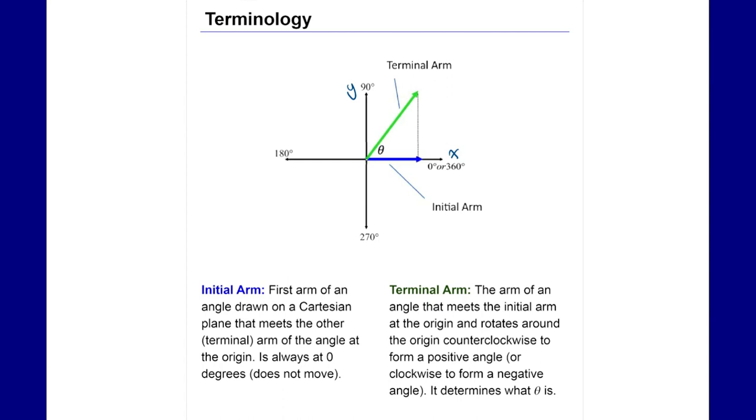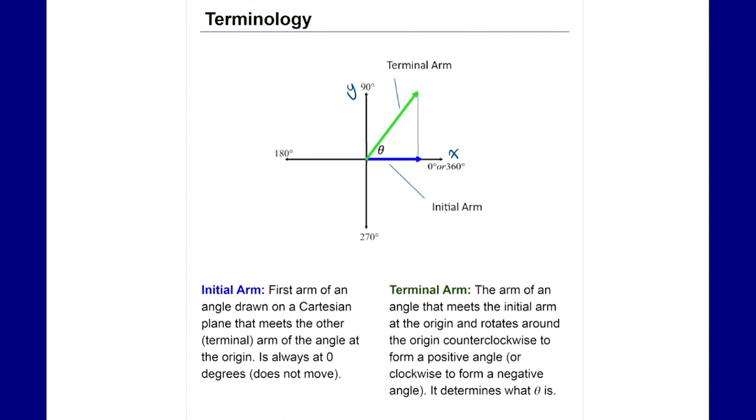So it always meets at this origin of 0, 0, and it's always at 0 degrees. So it's flat, horizontal, and it's in the right direction, and it's not elevated or anything. So that's our initial arm, and it does not move. It's always going to stay in this position.